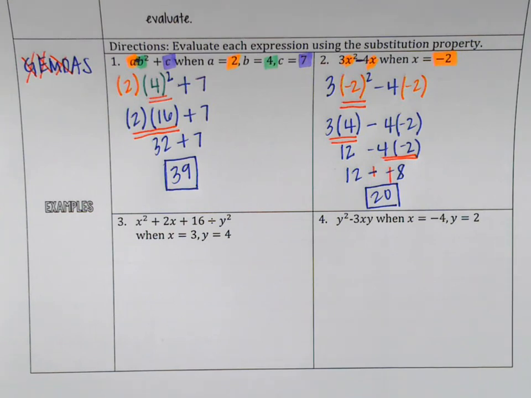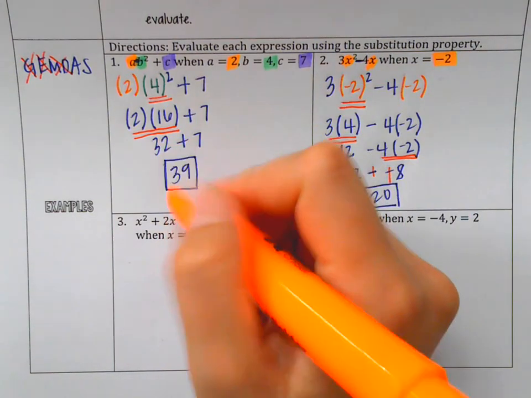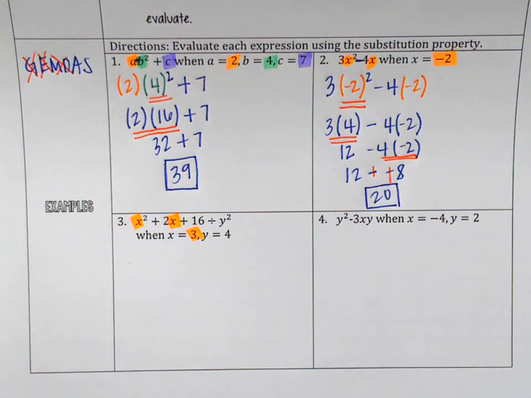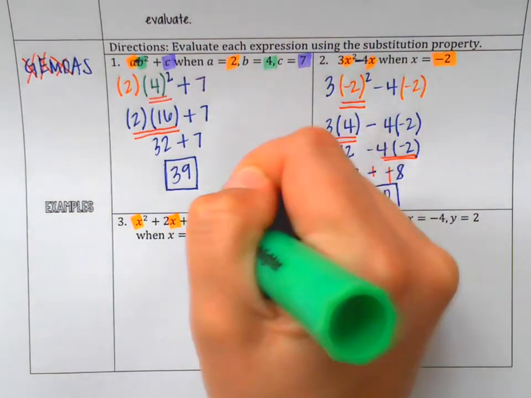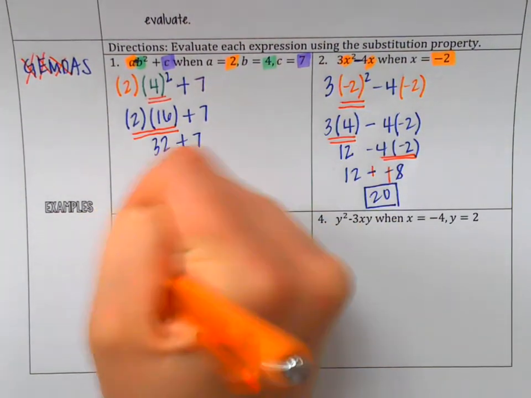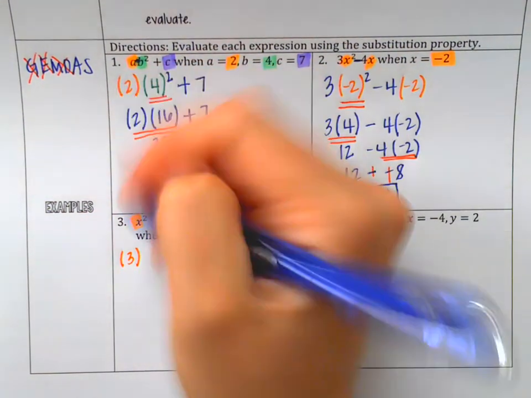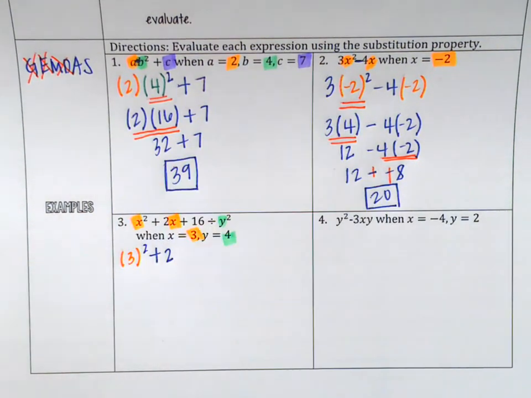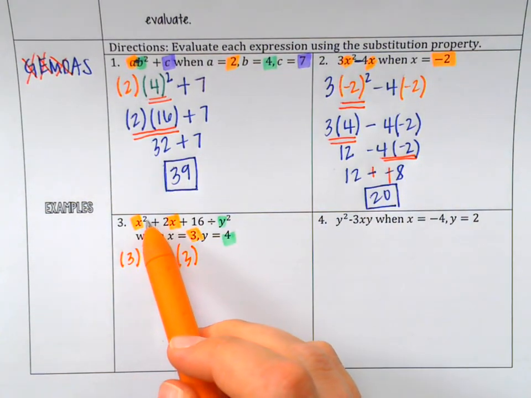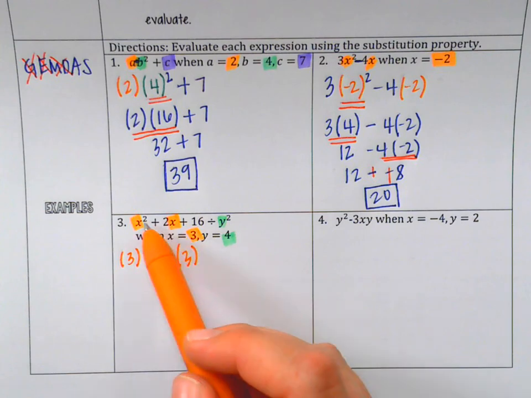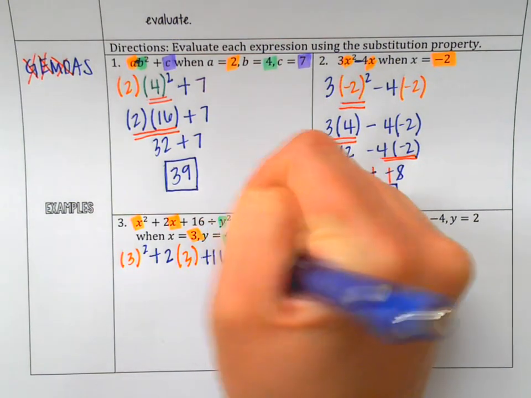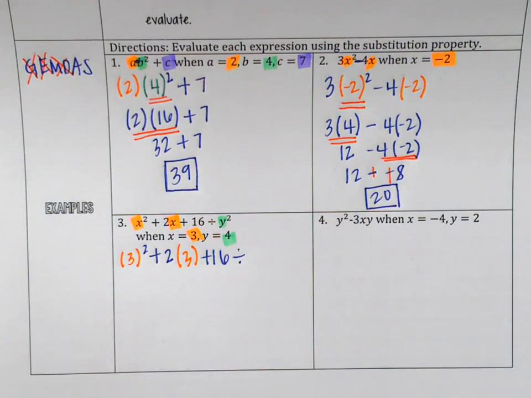Okay, you should be checking your work now, and you should have substituted in the 3 wherever there's an X, which there's an X in 2 places, and the 4 wherever there's a Y, which there is a Y in 1 place. So your substituted expression should be 3 squared plus 2. Notice how what we're not coloring, because we're not substituting, isn't changing. So the squared didn't change, the 2 didn't change, the plus 16 isn't going to change. And then divided by y squared, so 4 squared.